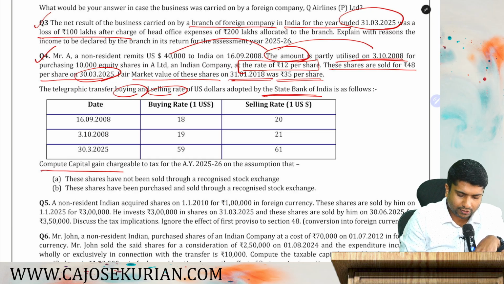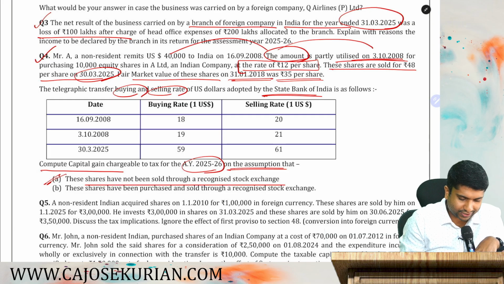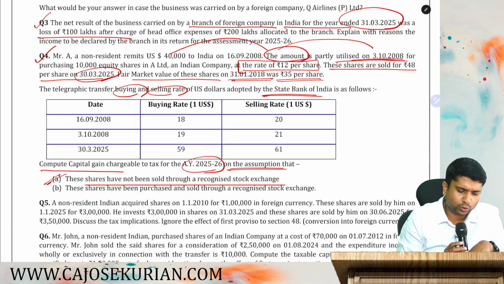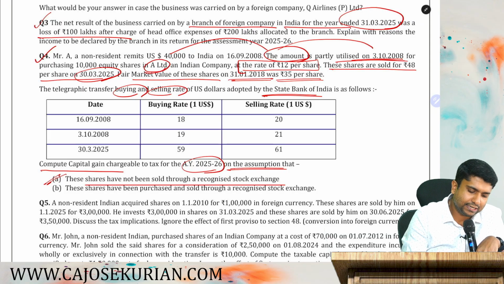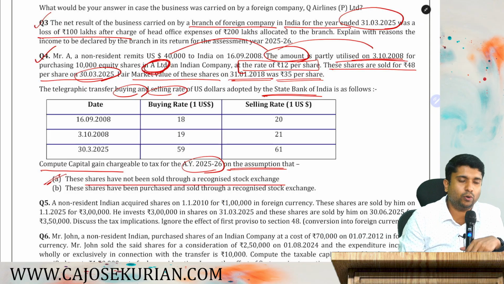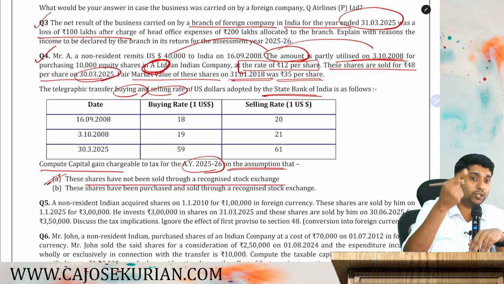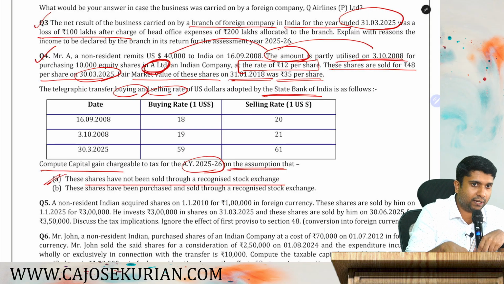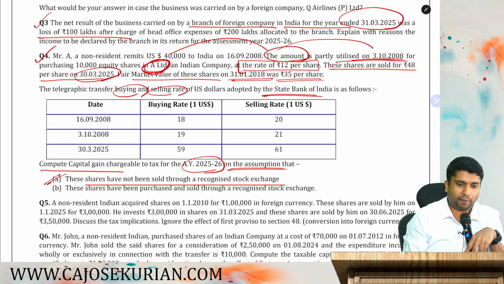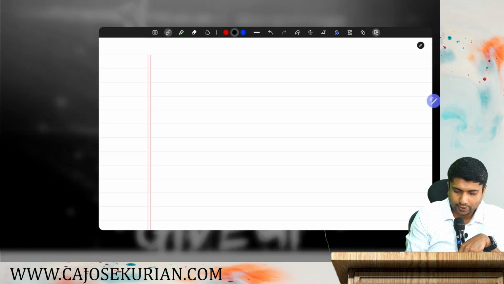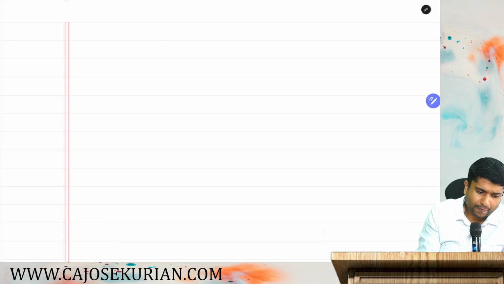Compute the capital gain chargeable to tax for assessment year 25-26 on assumption that number 1, these shares are not being sold through a recognized stock exchange. So these are not sold through a recognized stock exchange, and it is of a public limited company. So don't think about section 112 subsection 1 clause number C, because it's not a private limited company. This is a public limited company. A Limited means public limited. So let's compute the capital gain.